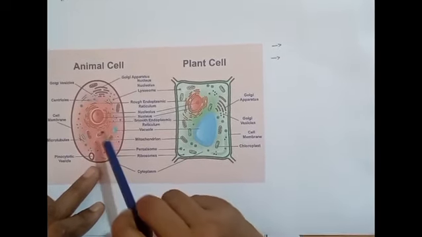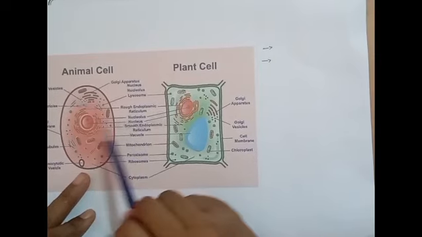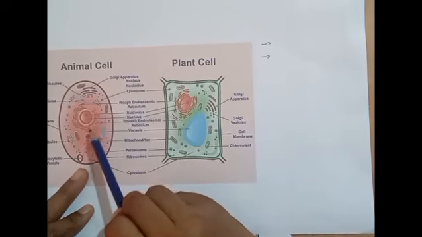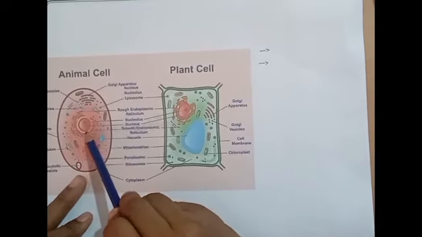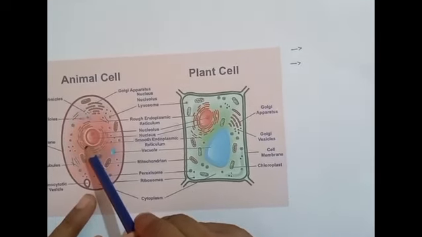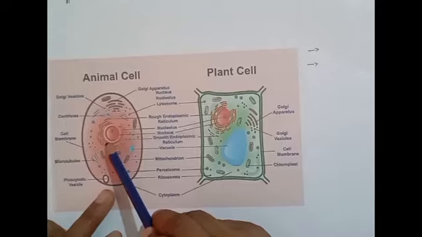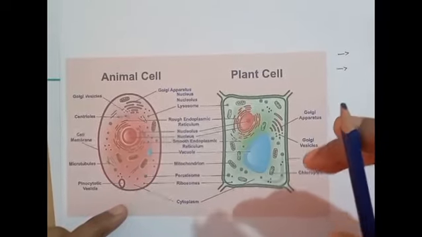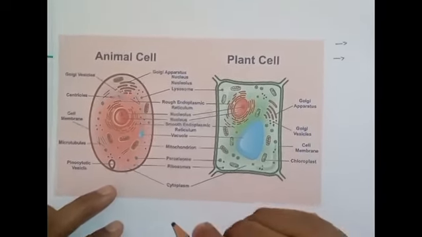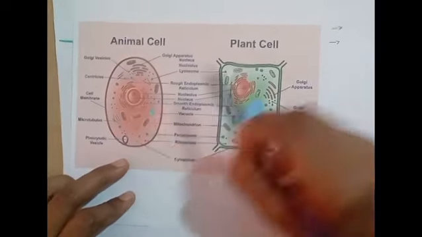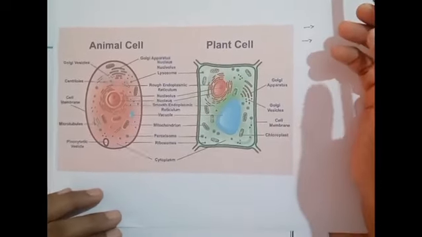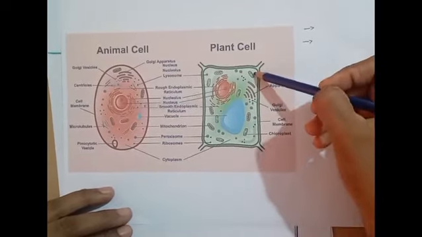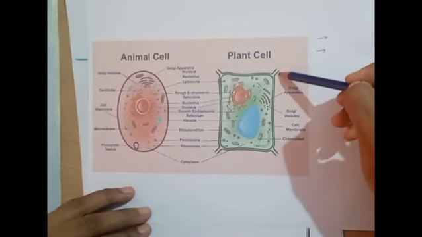The next common thing is that both cells have a definite nucleus. Here there is a definite nucleus, and they have this structure, which is called the endoplasmic reticulum. There is also endoplasmic reticulum here, of two types: smooth endoplasmic reticulum and rough endoplasmic reticulum. Here this structure is mitochondria. Here also mitochondria. These mitochondria are common in both cells.